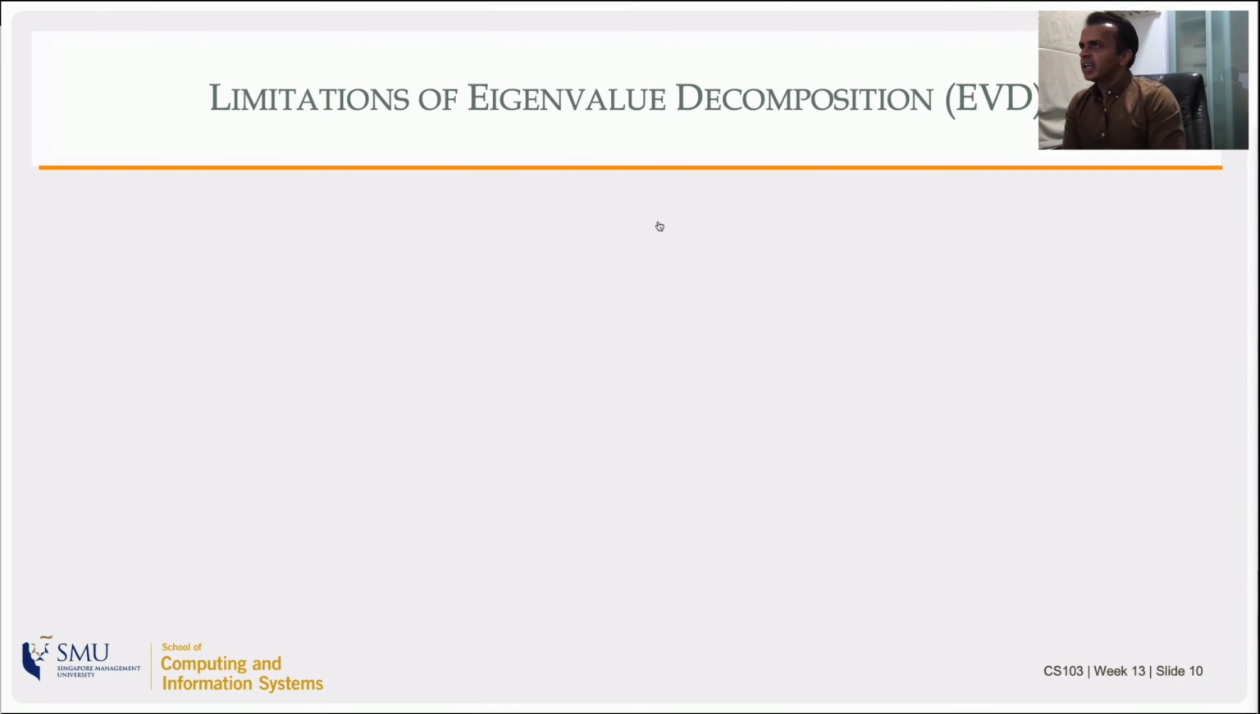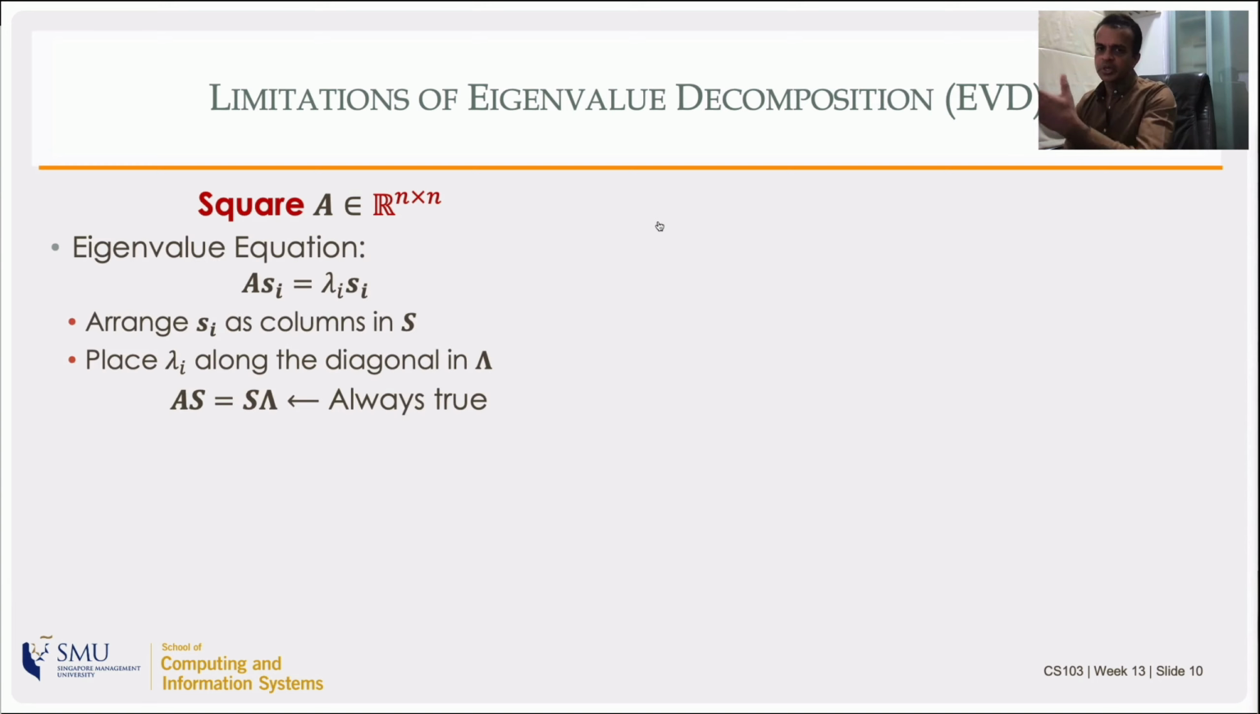So let's start with eigenvalue decomposition. There are some limitations. For one thing, we can apply this only to a square matrix. In our case, for computer science and data science, our matrices are not going to be square. It's going to be horribly non-square, and we cannot apply it.